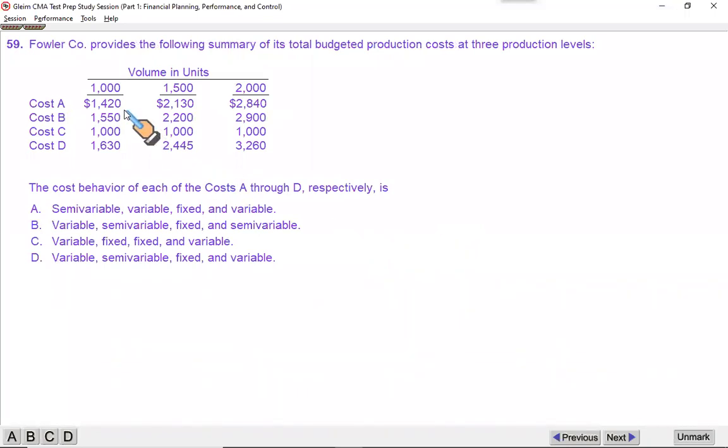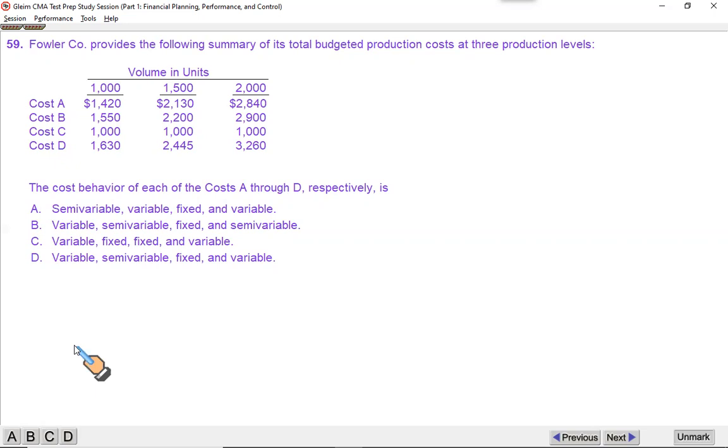Now, Fowler Company provides the following summary of its total budgeted production cost at 3 production levels. We have been given 4 different costs, cost A, B, C, D. Yes, semi-variable. I will explain this concept a little while later, in just a few minutes. Fraser has identified the fixed. You are right, Fraser, 400 is a fixed cost. We'll discuss this concept.